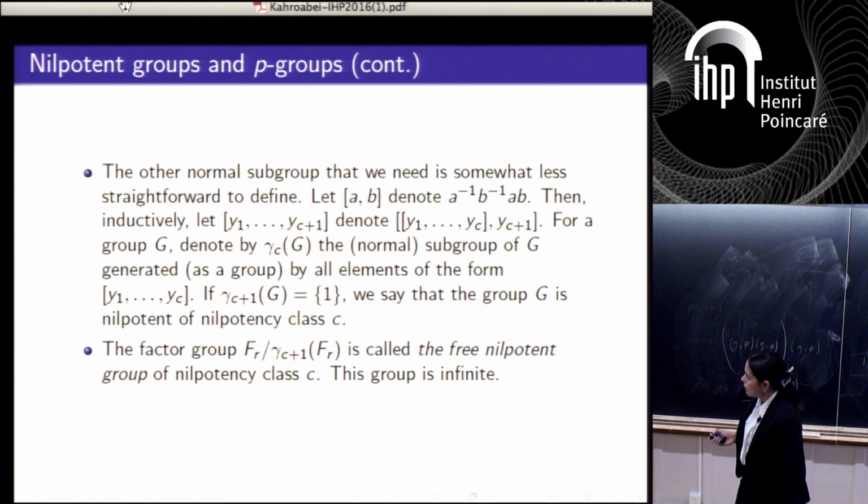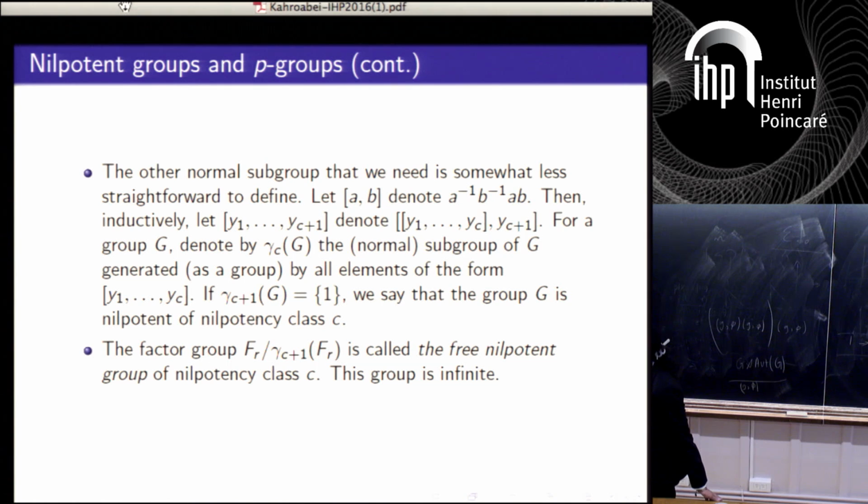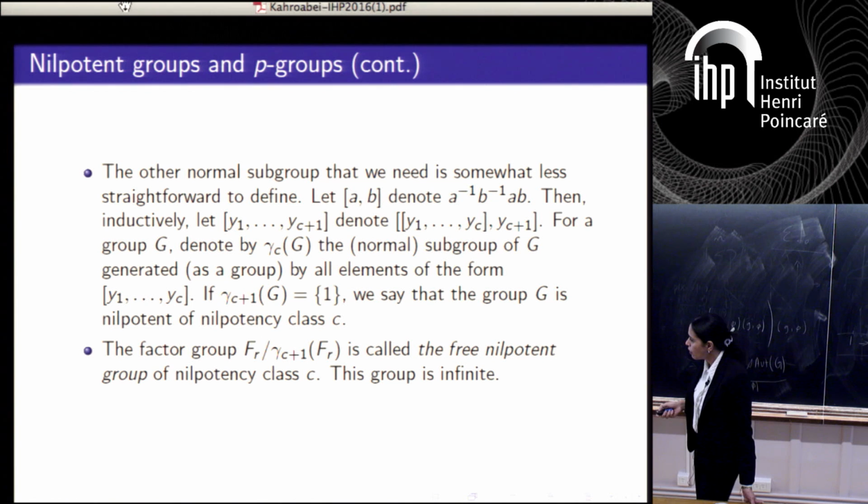So I also need to define what a nilpotent group is. First of all, what is the commutator of a and b? If you denote this by a^-1 b^-1 ab, then inductively, given y1 to y_{c+1}, you take the commutator of the first c of them with y_{c+1}, and denote this by gamma_c(G). If gamma_{c+1} is the identity, then you say this group is nilpotent of class c. You can also define the factor group F(R)/gamma_{c+1}(F(R)). This is called a free nilpotent group of nilpotency class c.